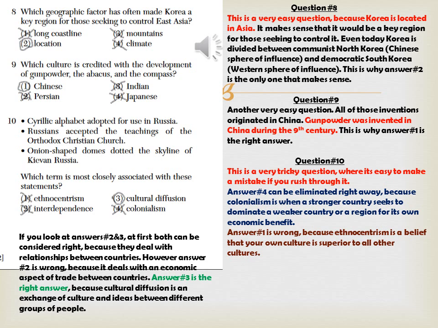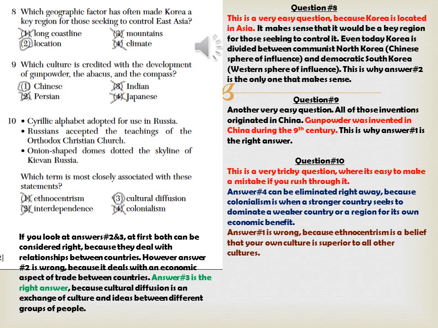Question number 8. Which geographic factor has often made Korea a key region for those seeking to control East Asia? Is it 1, long coastline? Is it 2, location? Is it 3, mountains? Or is it 4, climate? Now this is a very, very easy question, because Korea is located in Asia. And it makes sense that it will be a key region for those seeking to control it.